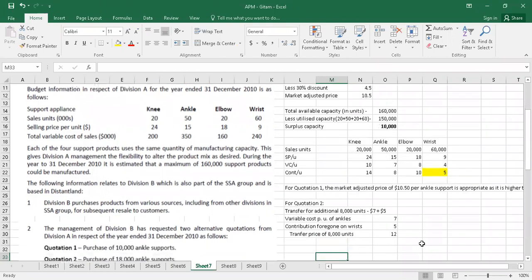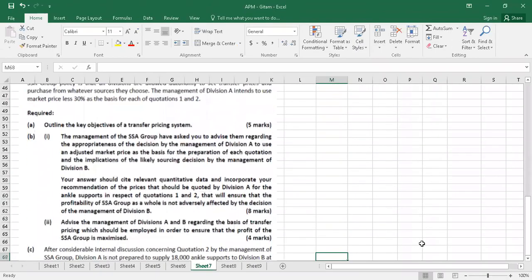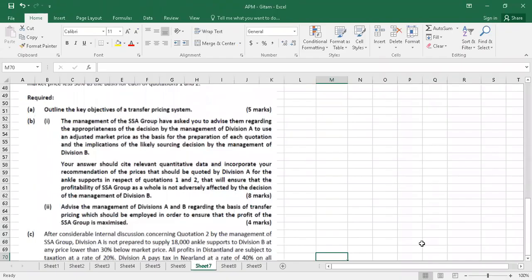Yes, ma'am. That is requirement B, subsection 1. Subsection 2: Advise the management of divisions A and B regarding the basis of transfer pricing which should be employed in order to ensure that the profit of the SSC group is maximized.